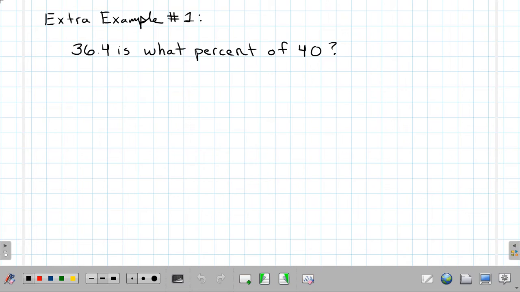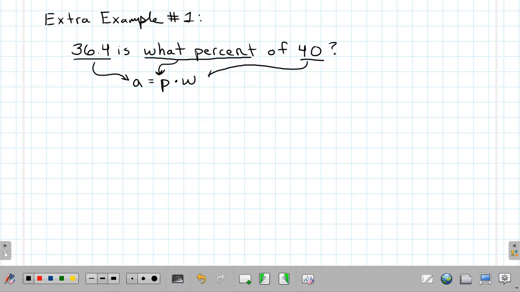So in this case, extra example 1: 36.4 is what percent of 40? So once again, we see this is a percentage question. Let's write down our percent equation. 36.4 is, so that tells us 36.4 is our part. What percent tells us that we're going to be solving for P, of 40. So what percent of 40? That's going to be our whole.